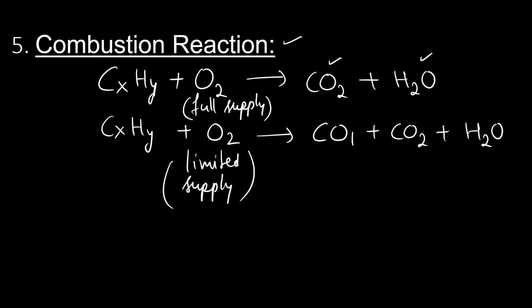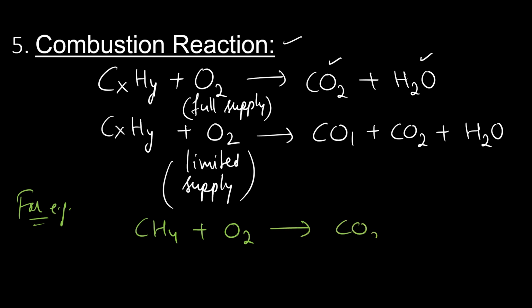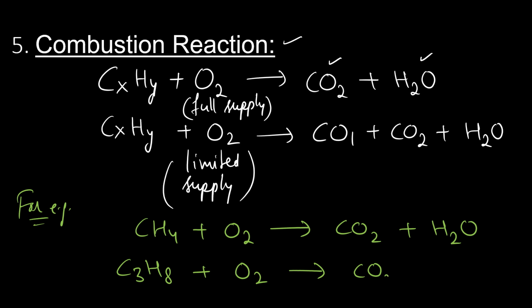Now let's see a few examples. If we have methane and we react it with a complete supply of oxygen, we get the products carbon dioxide and water only. Similarly, if I have C3H8 and I react it with the full supply of oxygen, then our product is again going to be the same: carbon dioxide and water. So that's about the combustion reaction, and with that all five types of chemical reaction.